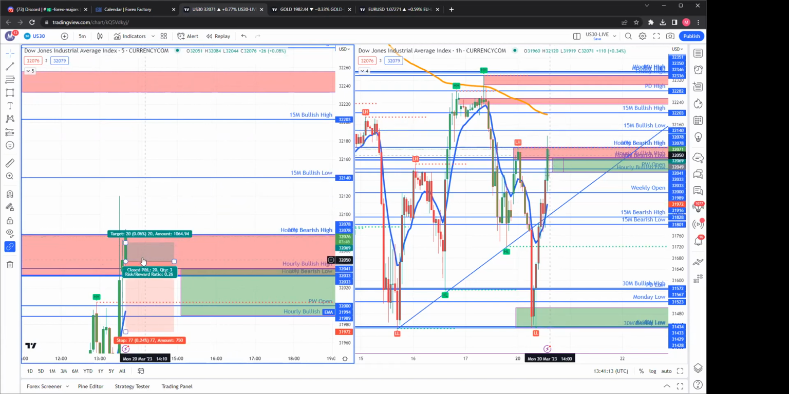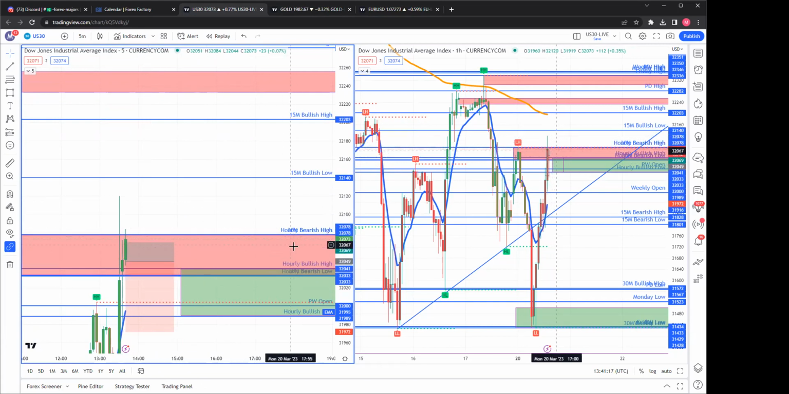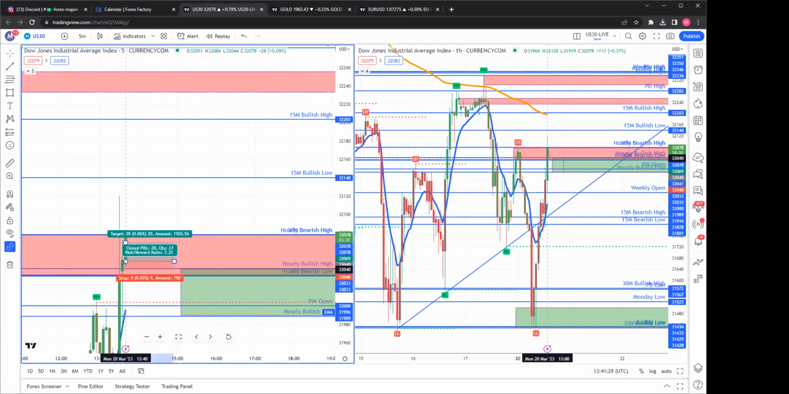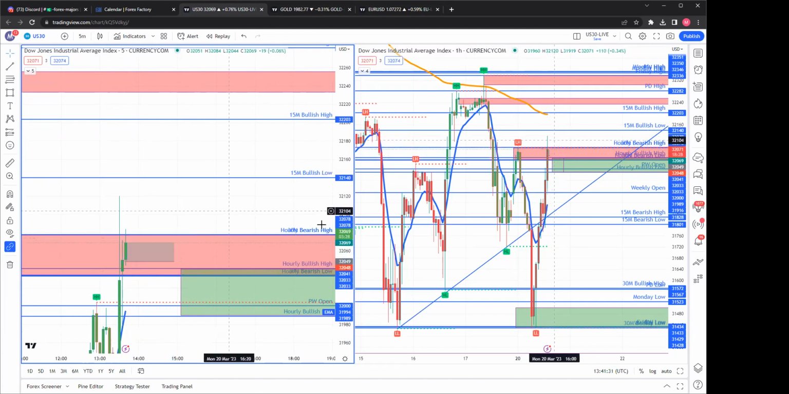Normally we would go for a 50 pip take profit, 50 pip stop loss. But because we have an hourly bearish high here, I'm not going to risk that. That's why I asked you guys to do a 20 pip take profit. If you took that trade with me, you should still be in profit. If you're still in this trade, set break even and secure at least half of that trade. But there you go, our first winning trade of the week.